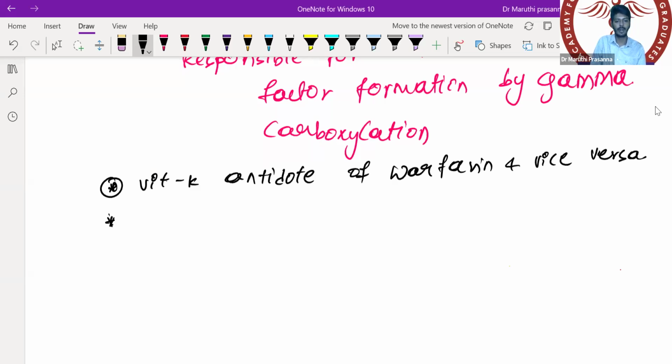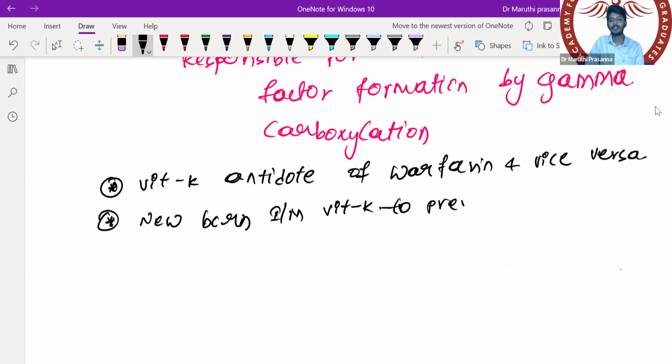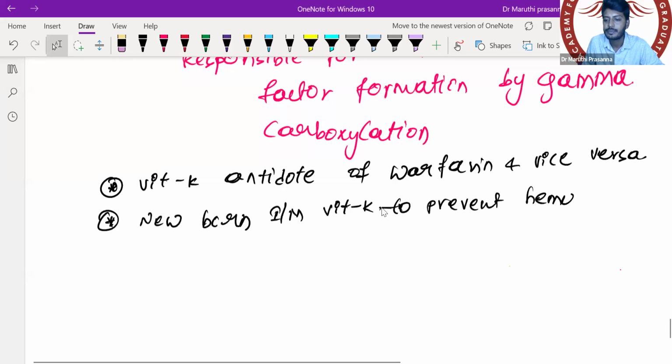So for all the newborns, we give intramuscular vitamin K to prevent which disease? Hemorrhagic disease of the newborn. Okay, very good. All of you are correct. So to prevent hemorrhagic disease of the newborn from happening, we need to give it.